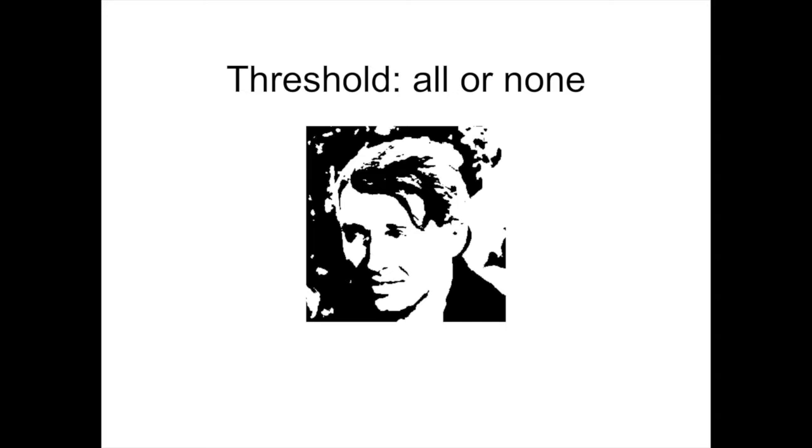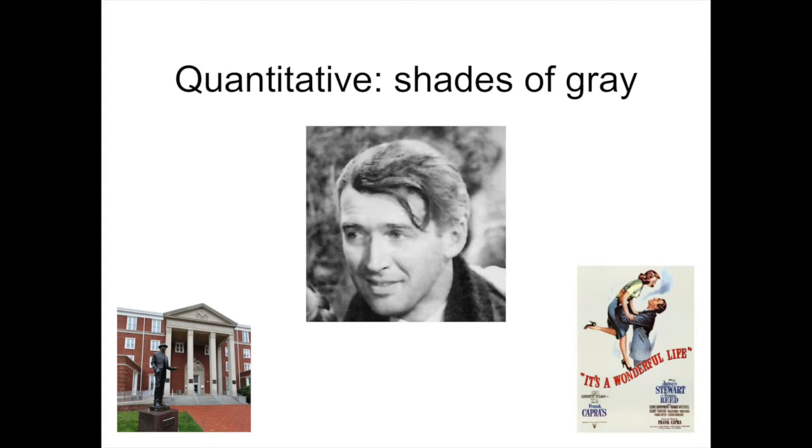And so this was a picture that I showed, and it's a picture of a young man, and you can't tell too much about him because it's all monochromatic. It's either black or white. That's what a threshold does to information. But when we showed the grayscale picture, it was clearly Jimmy Stewart.